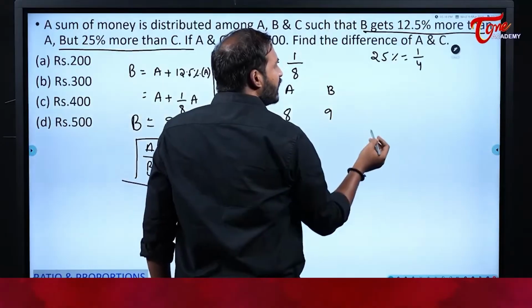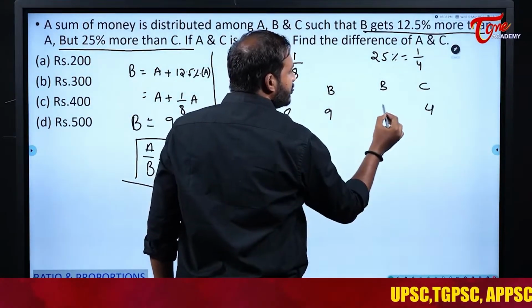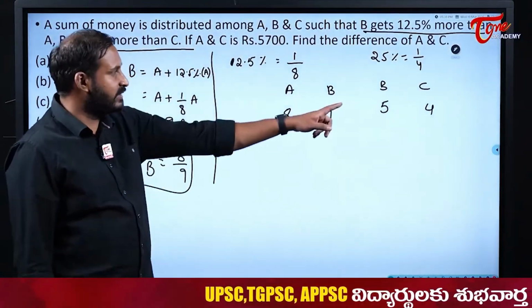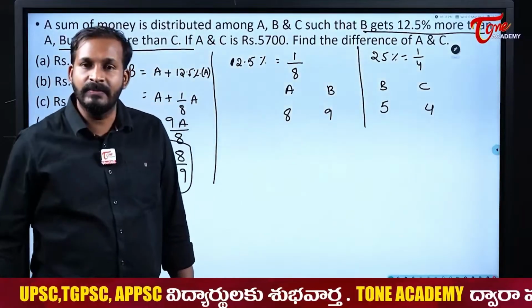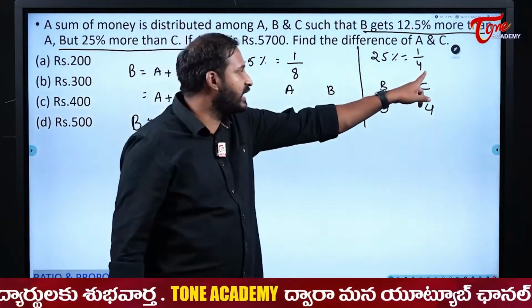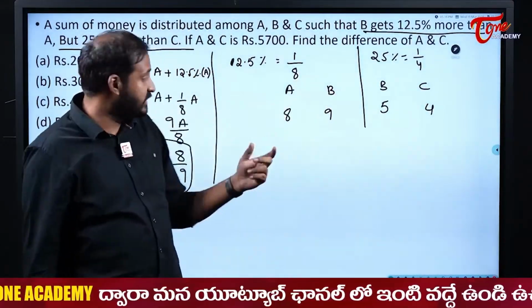1 by 4. Now tell me, what is the relation between B and C? If C is 4 parts, B will become how many parts? 5 parts. Am I correct? If C is 4 parts, B will become 5 parts. Why? Because B is 25% more than C. 25% means 1 by 4. So if C is 4 parts, B becomes 5 parts.